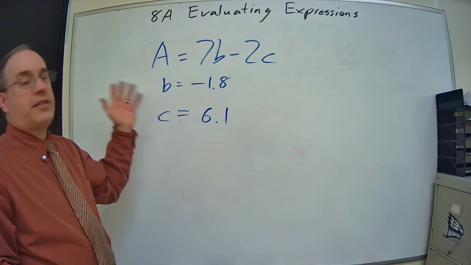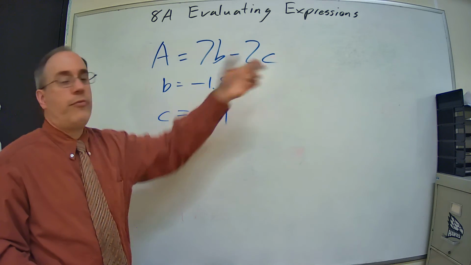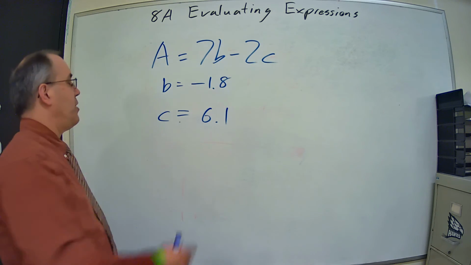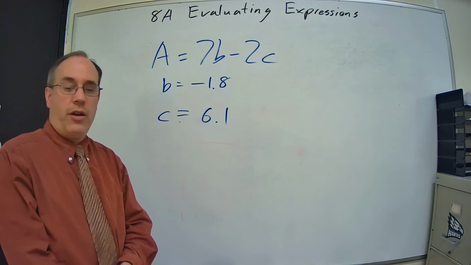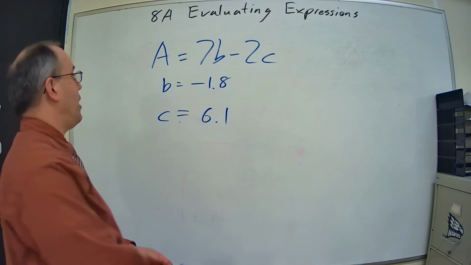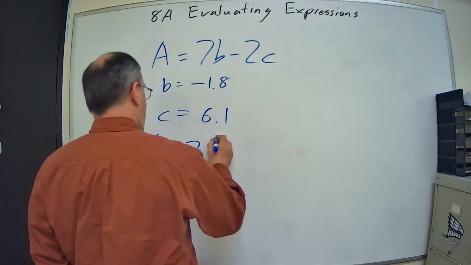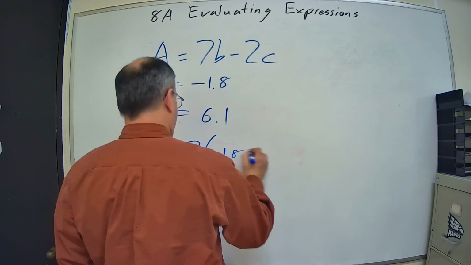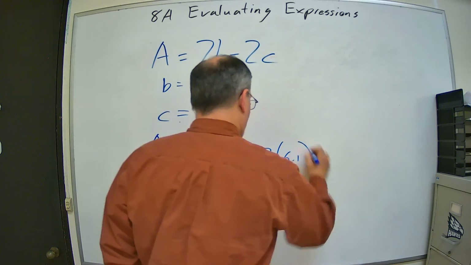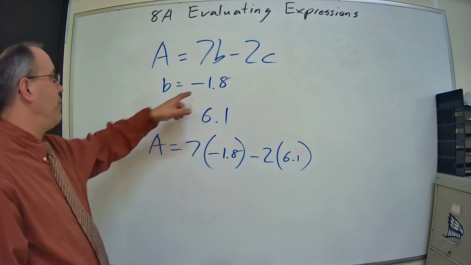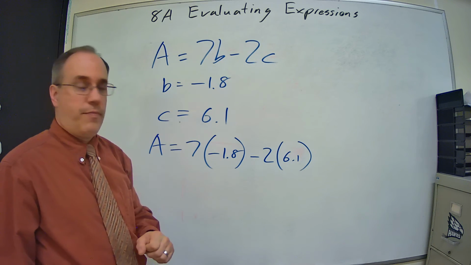Okay, so now it's the same thing. We're just going to plug these values in or substitute them for the variables up there. But now we have to deal with negative numbers. So we just want to make sure that we keep that in mind. So A is equal to 7 times negative 1.8 minus 2 times 6.1. So we just plugged in negative 1.8 for B and 6.1 for C.